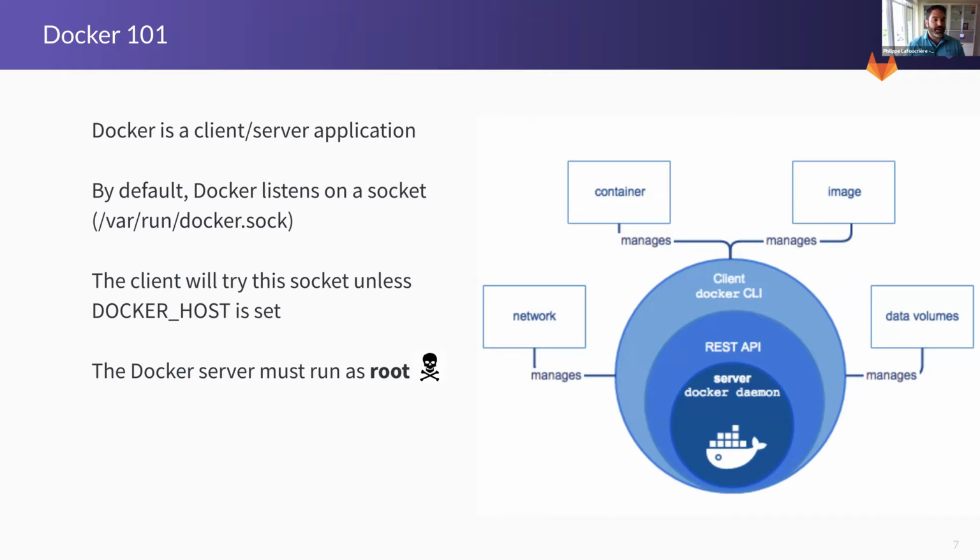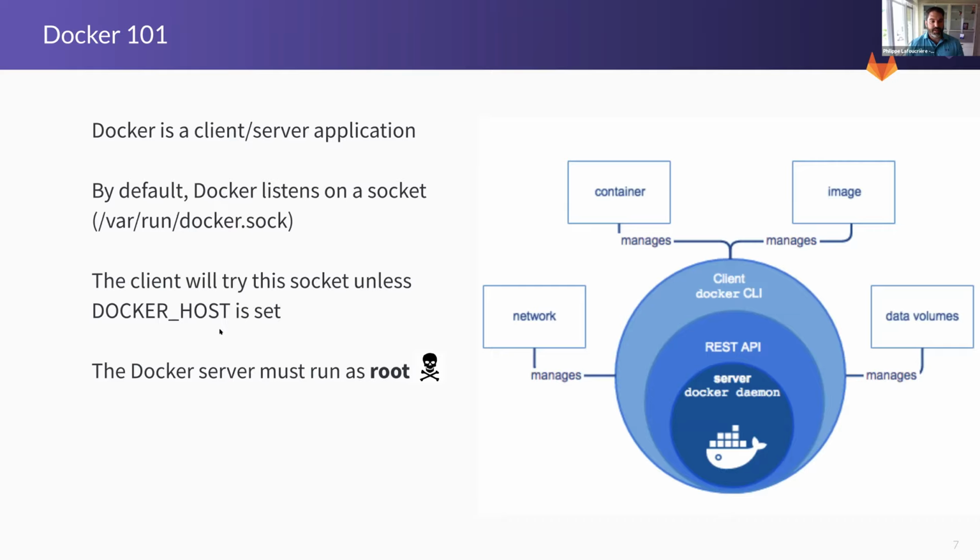So you need a server to run the containers and to make sure that the images are stored somewhere, etc. So the server will be in charge of managing the networks, the containers, the images, and the data stores. By default, Docker listens on a socket instead of a port. It has been the case for a few years now for security reasons. It's generally this file that we have here. It can change from one system to another, but it's commonly this file that we're seeing nowadays.